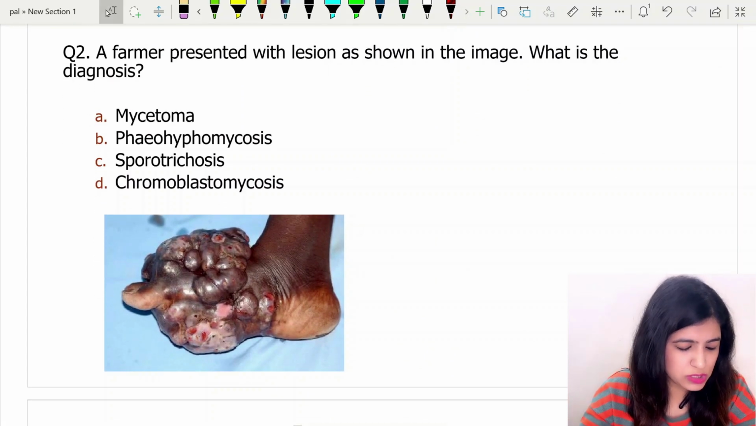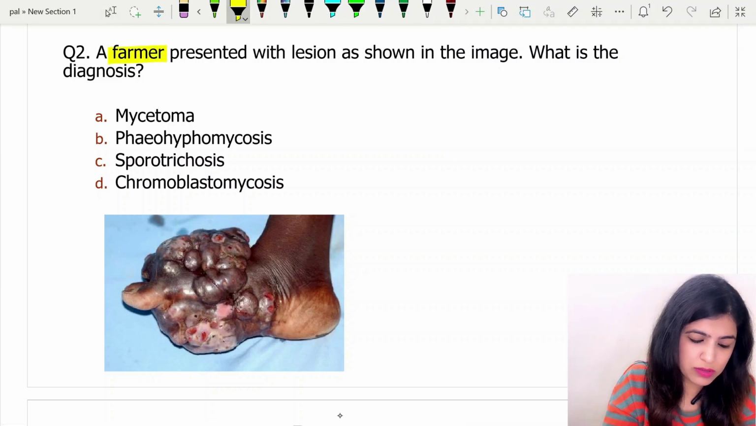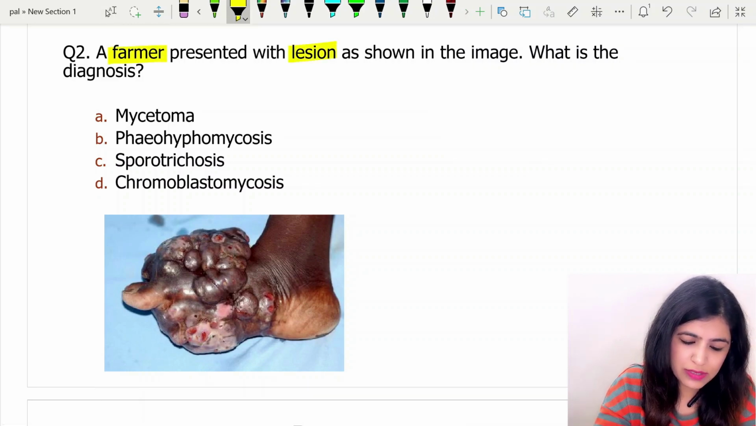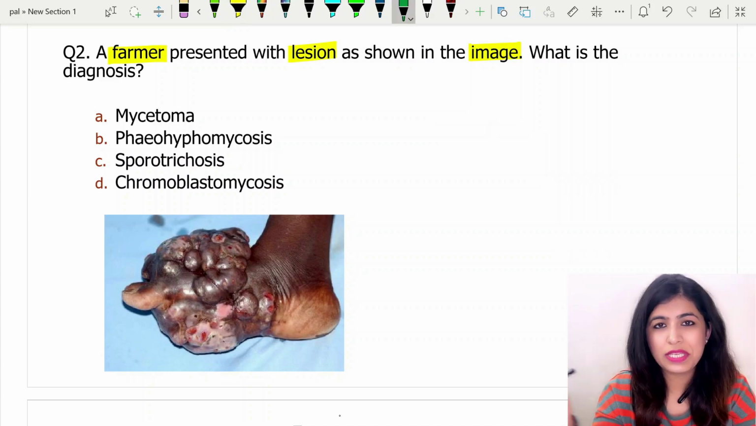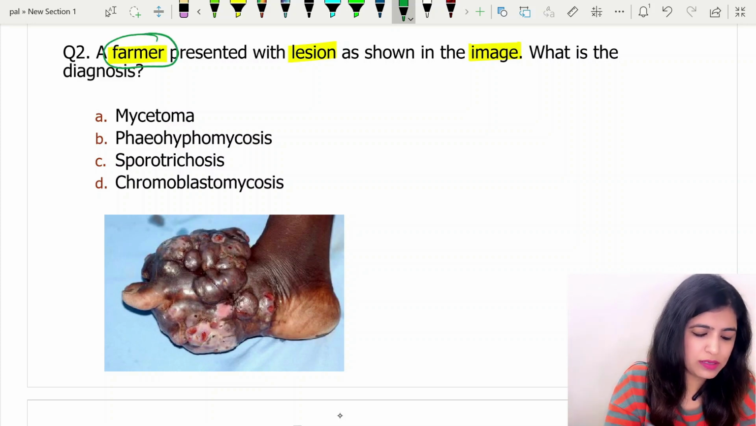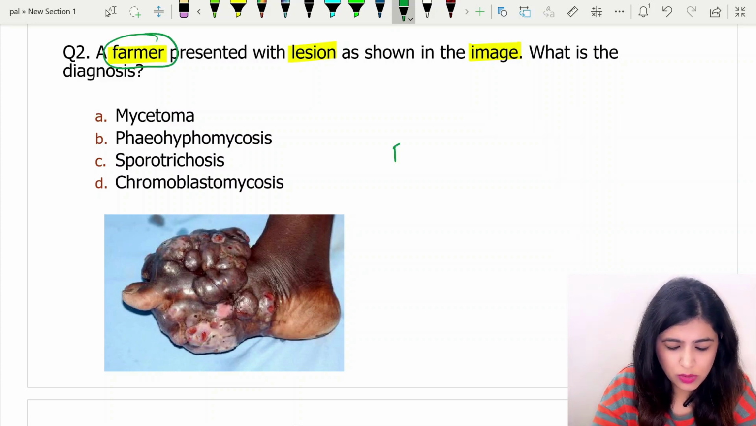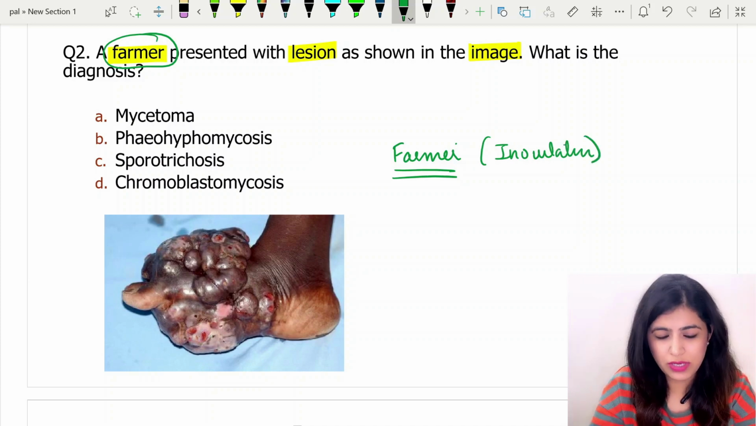So this is the treatment of psoriasis which helped us solve question number 1. Now we move to 2. Here let us see what the question is asking. It is saying that there is a farmer who presented with the lesion as shown in the image. What is the diagnosis? Solely an image based question. The text is only giving us one hint, the occupation of the patient, who is a farmer. So farmer makes the patient prone to a disease which spreads by inoculation. So that's a big hint that we get from here.